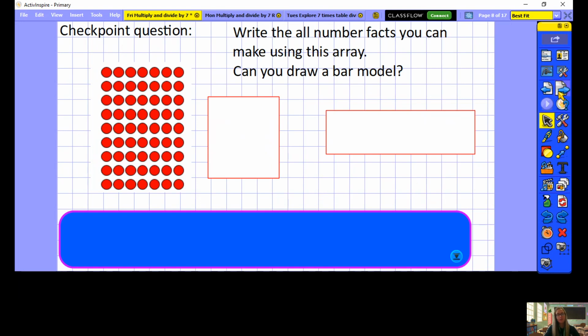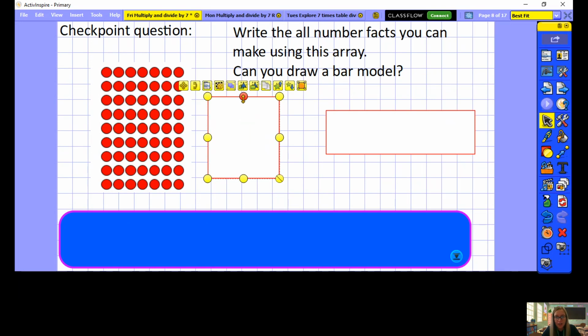Okay, so here's your checkpoint question for today. I want you to write all the number facts you can make using this array. So it can be division and multiplication facts, and can you draw a bar model to help you show your answer? So pause the video while you have a go at that question.